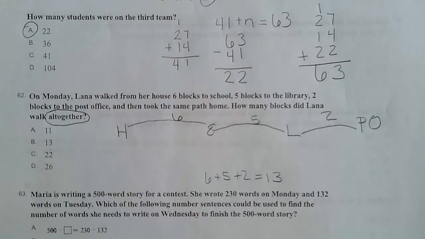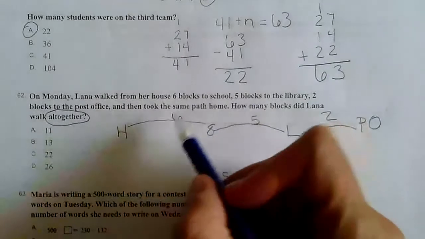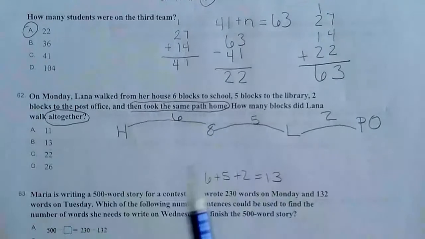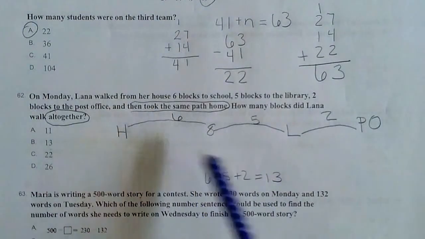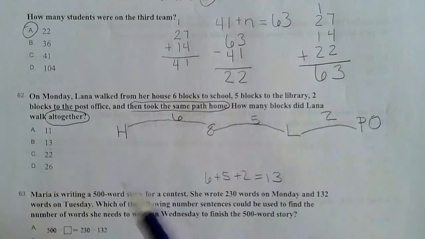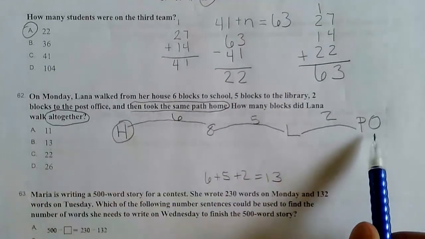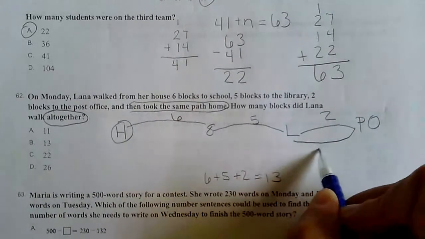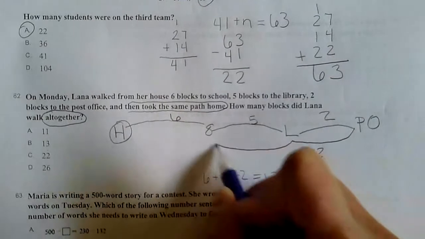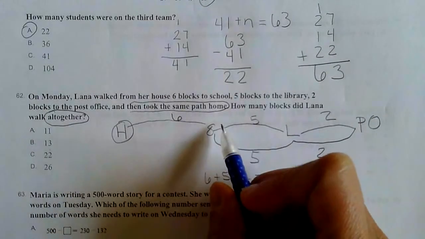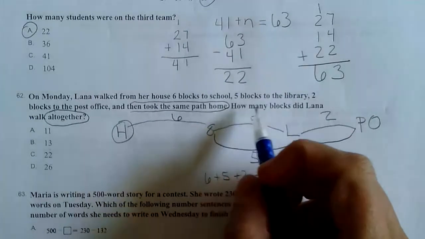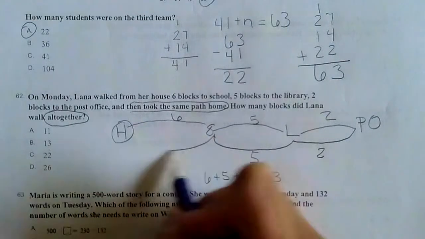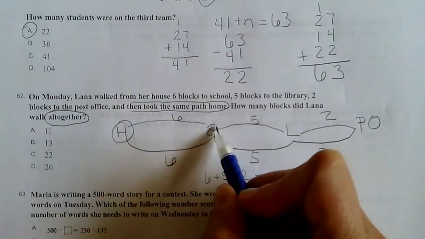No, it is not, because it says she took the same path back home. It didn't say how many blocks did it take her to get to the post office. How many blocks did it take her to get from her house to the post office and back home? So she goes 2 blocks back to the library, 5 blocks back to the school. And then she goes 6 blocks back to her house. So we would have to double that. It took 13 to get to the post office, 13 blocks to get back.